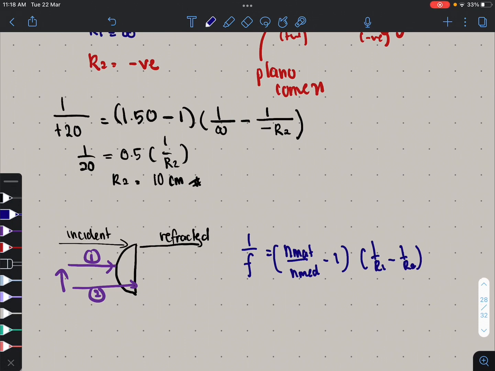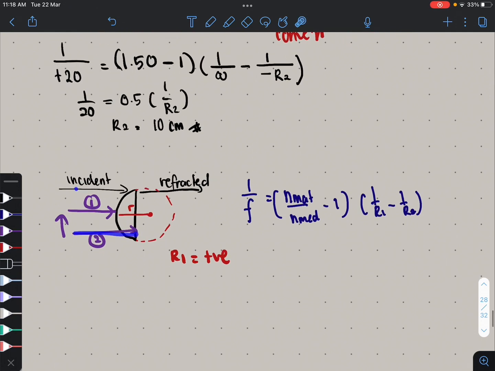So R1, the first surface we encounter, has a curve like this. The radius here is on this side. As we can see, the refracted ray and the radius are on the same side of the refracting surface, so my R1 automatically becomes positive. And my second surface is a plane surface, therefore my R2 becomes infinity.